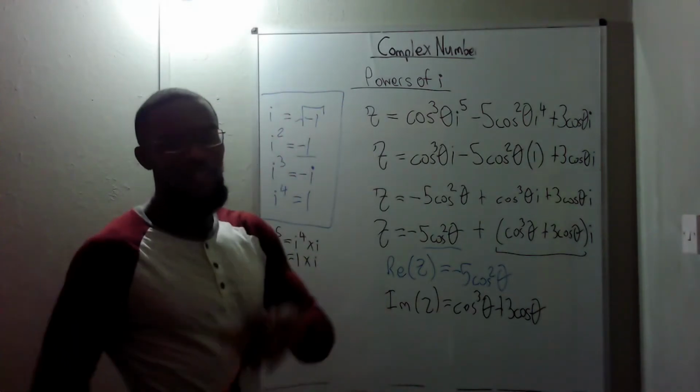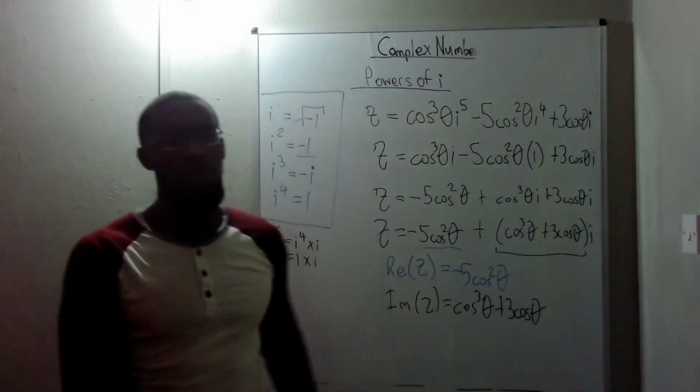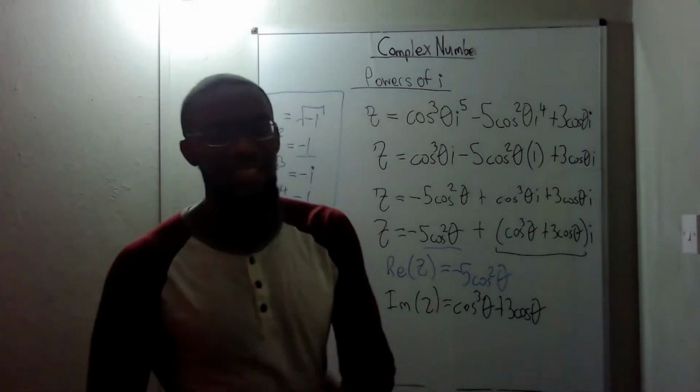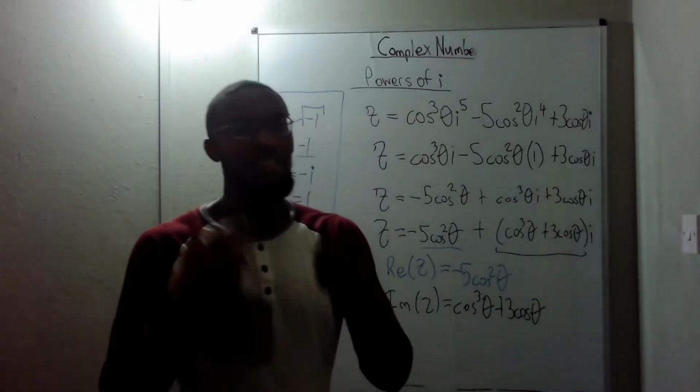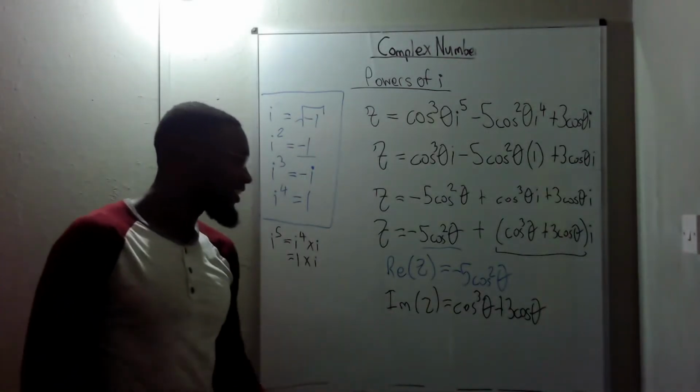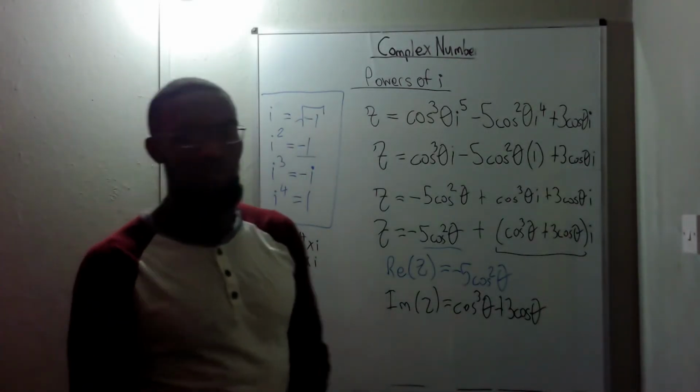Alright? So always remember the standard form of a complex number is z is equal to a plus bi, where the real part of z is a and the imaginary part of the complex number is b. Alright? And that's it. Beautiful.